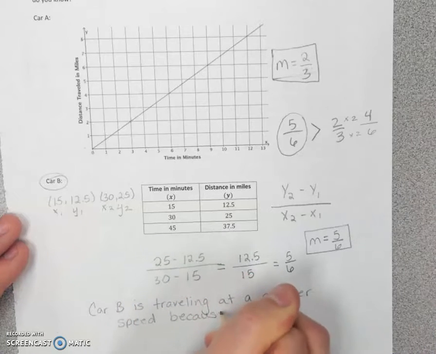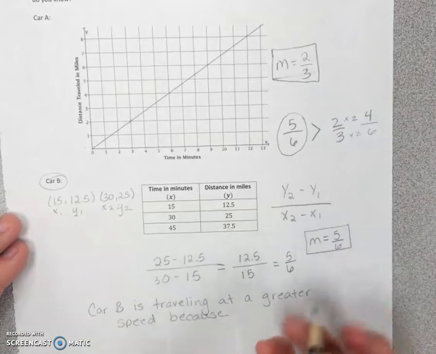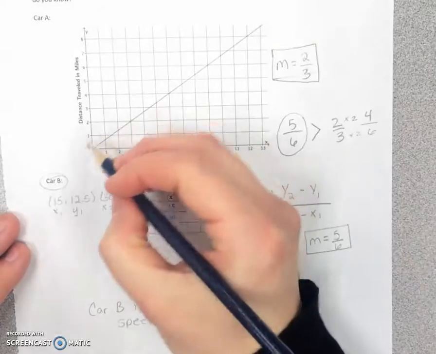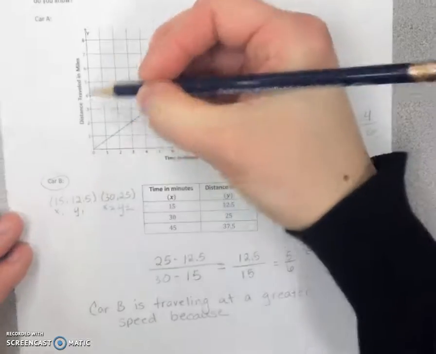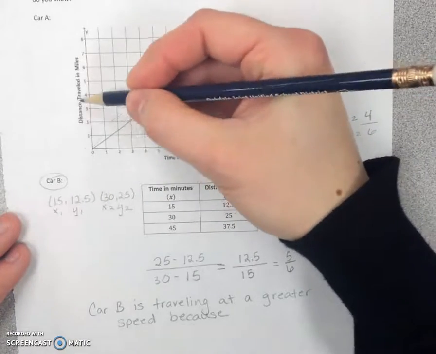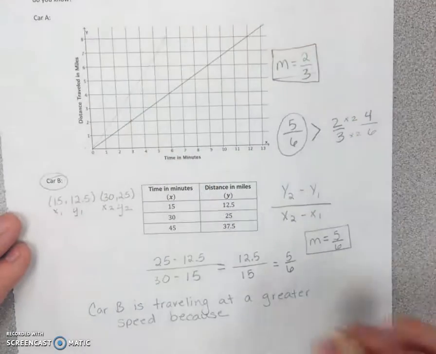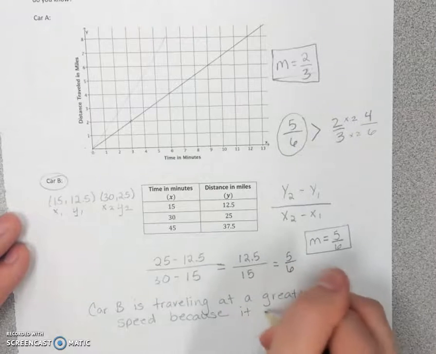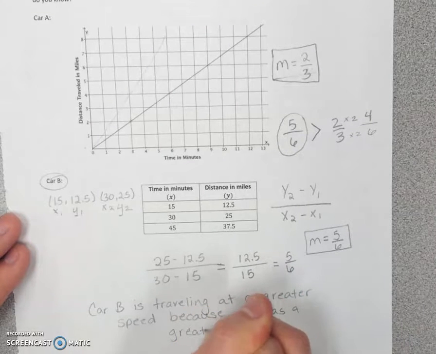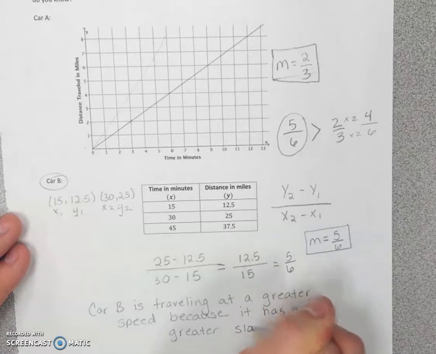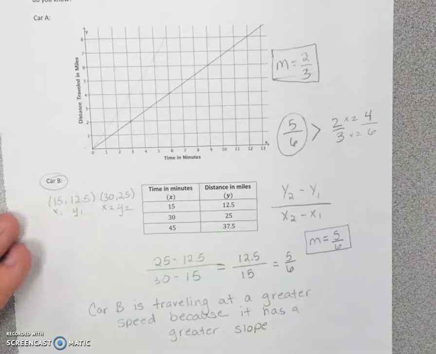because, well, I found the slope. It's a greater slope. So that means instead of looking like this, it would look something like this. So it's reaching a further distance sooner. Okay? Because it has a greater slope. So my friends, I'll leave that up for a minute so you can copy that down.